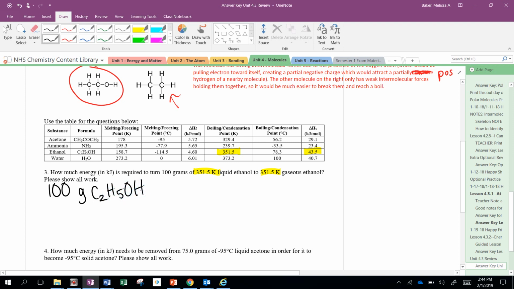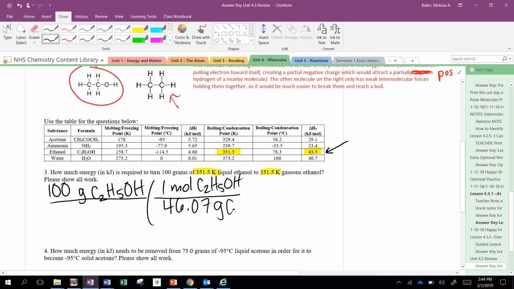C2H5OH. We want to get that into moles because this is how much energy it takes to boil 1 mole of ethanol molecules. So if we have 100 grams of ethanol, how many moles do we have? Well, first we have to figure out how much 1 mole weighs. I added it up using the periodic table and it weighs 46.07 grams. I added up 2 carbons, a total of 6 hydrogens, and 1 oxygen. If I plug that into my calculator now, I get 2.17 moles.